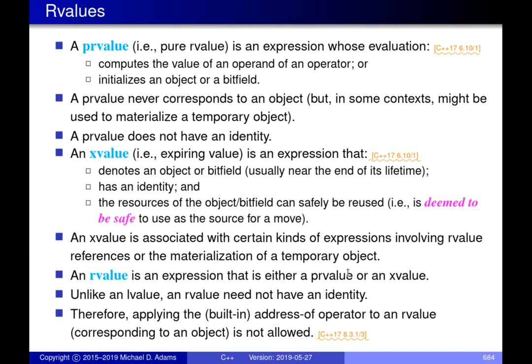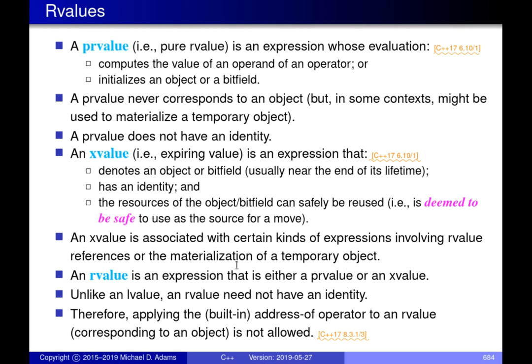The only reason I'm splitting hairs and breaking down R values into these two subcategories of X values and pure R values is that another thing I want to talk about is something called copy elision. To understand copy elision, you need to know what a pure R value is. Otherwise, I can't fully talk about copy elision. But from the point of view of moving versus copying, all we really care about is whether it is an L value or an R value. We don't have to split hairs and say what type of R value it is. But I'm introducing these X values and pure R values because we'll need them later. Anyway, just to give you some idea about where we're going.